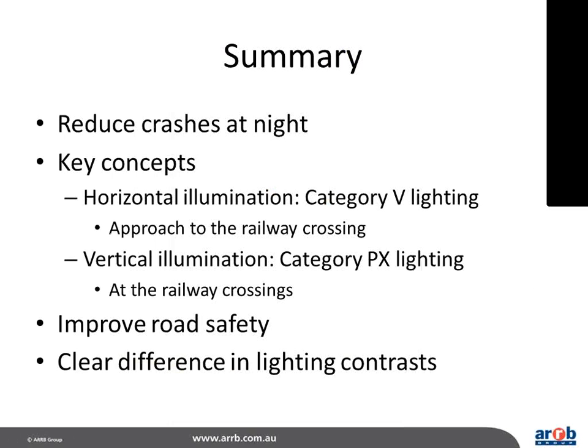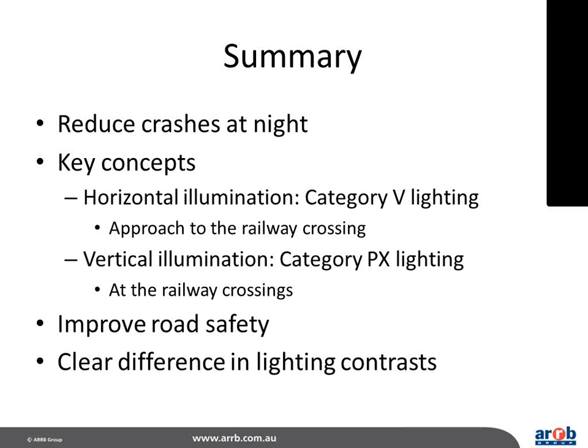So we've come towards the end of our presentation. I just have a few more slides to summarize the information presented. The main aim of lighting railway crossings is to reduce crashes at night. The aim is from a road user perspective, a road safety perspective. It's to help improve road safety for drivers approaching the crossing as well as other road users. The key concepts introduced for lighting railway crossings are four main concepts: horizontal illumination, category V lighting that is implemented on approach to the crossing, and vertical illumination, category PX lighting at the railway crossing to illuminate the crossing itself and the sides of the train.